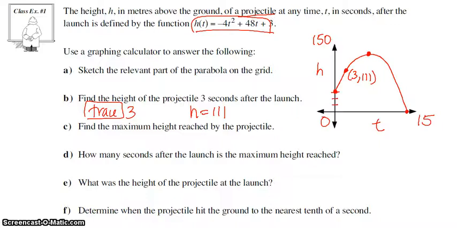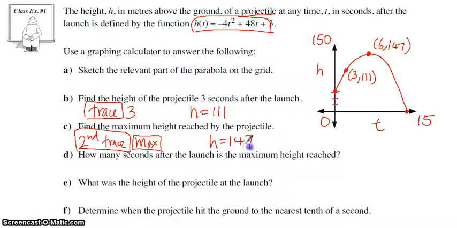Okay? Find the maximum height reached by the projectile, which means the vertex. So use your second function trace, which becomes the calculate function, and then you want to find max, and then you define the window, and then it will tell you the maximum point. It will tell you it's (6, 147). So which one is the height? Well, 6 is the time, and the height is 147. So asking for the height, the answer is 147.